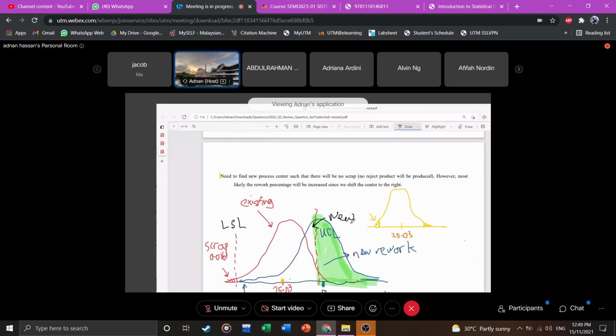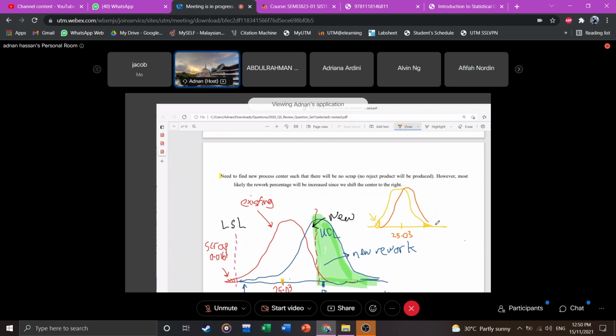Can anyone answer me? Quickly, because we almost finished. How can we eliminate this? Scrap I cannot do anything about, but rework I can improve. How? Shifting the mean? Yes.